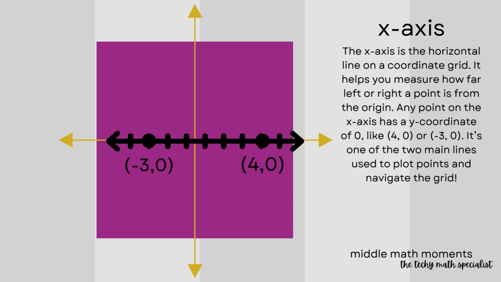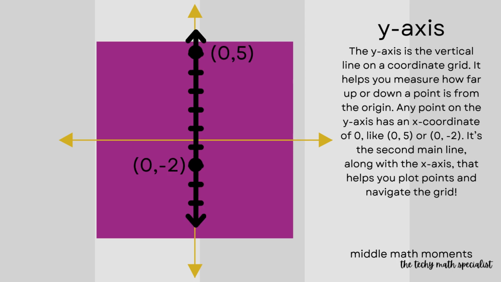The x-axis is the horizontal line on a coordinate grid. It helps you measure how far left or right a point is from the origin. Any point on the x-axis has a y-coordinate of 0, like 4, 0, or -3, 0. It's one of the two main lines used to plot points and navigate the grid.